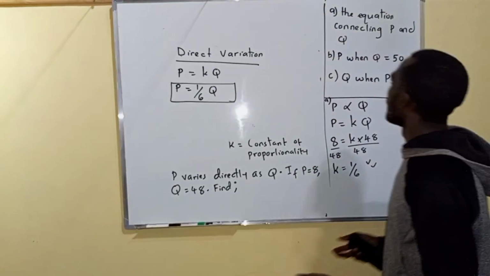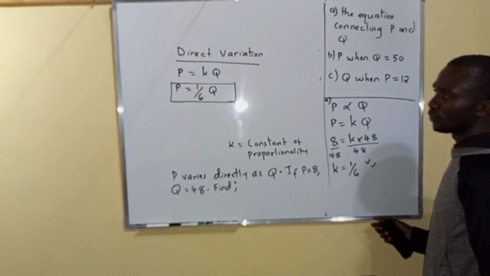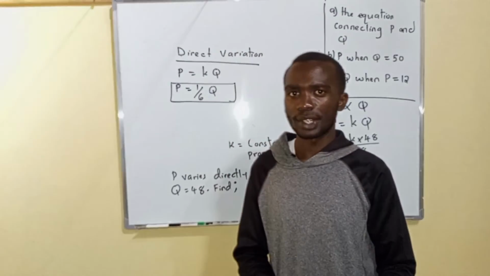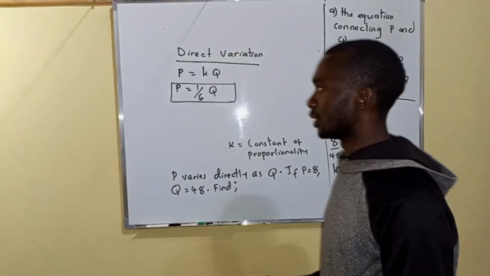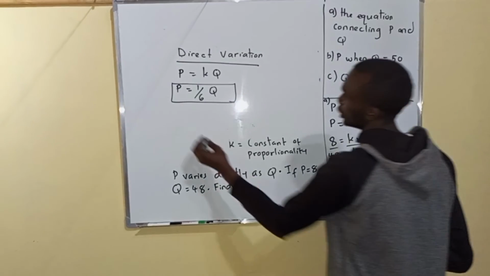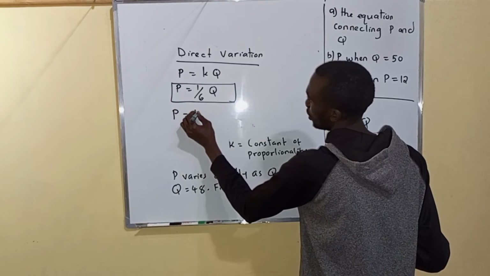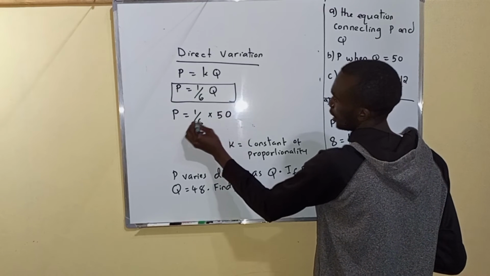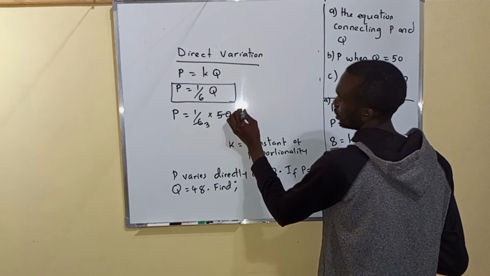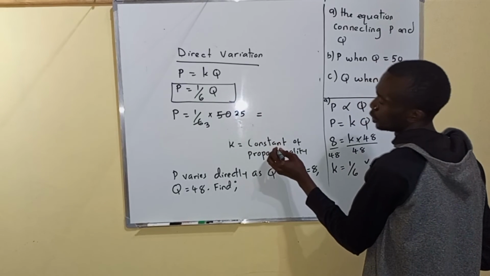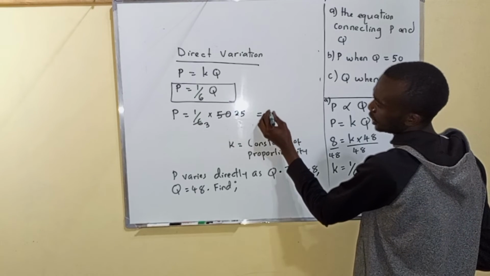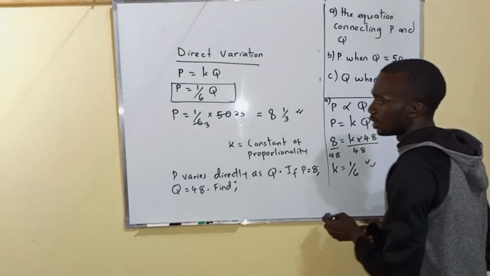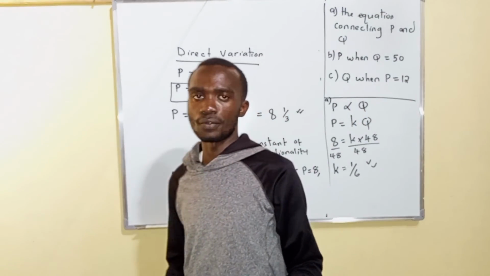Part B, find P when Q is equal to 50. So we need to do substitution in this question, because the equation connecting P and Q, we already have it. So P is equal to 1 over 6 multiplied by Q, which is 50, so 50 over 6, which is 25 over 3. So the value of P is 8 whole and 1 over 3. So this is the value of P when Q is equal to 50.